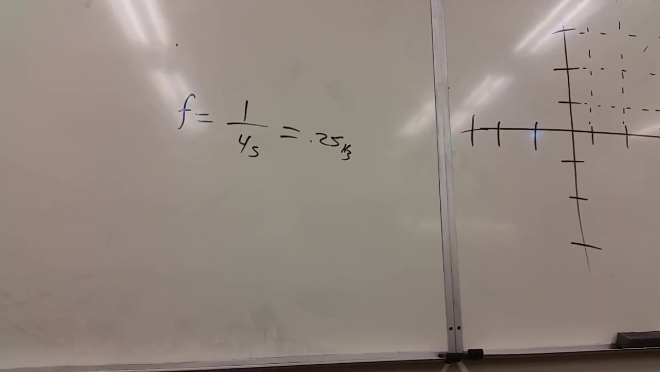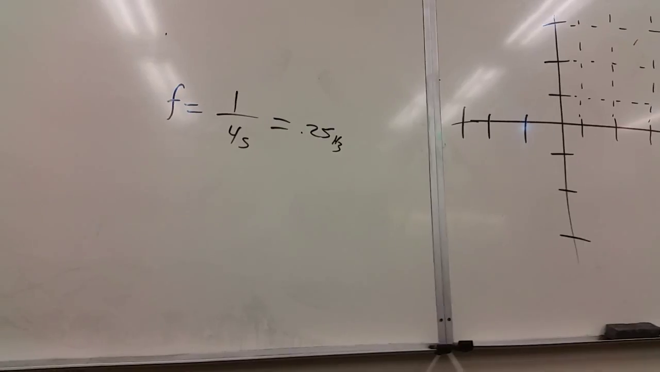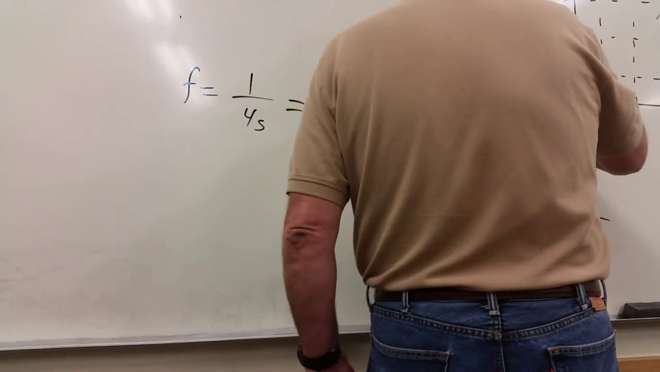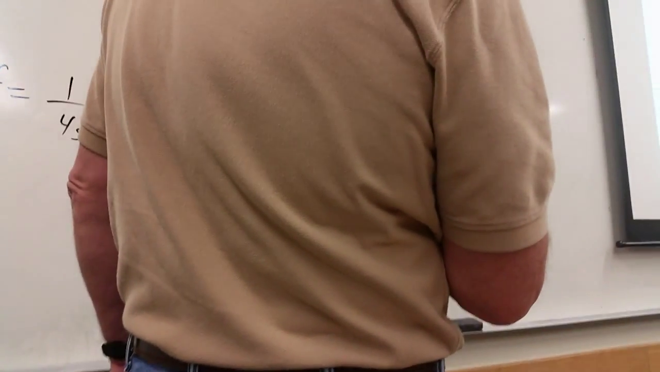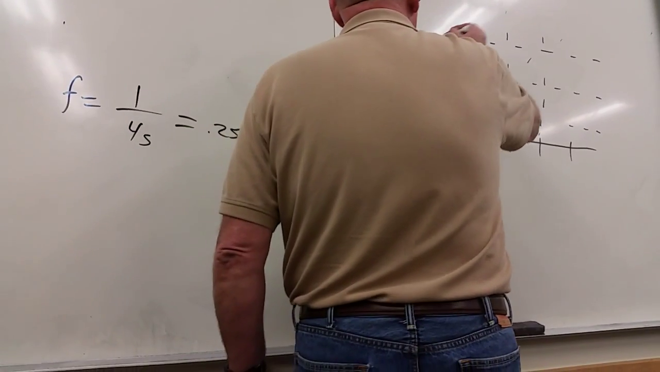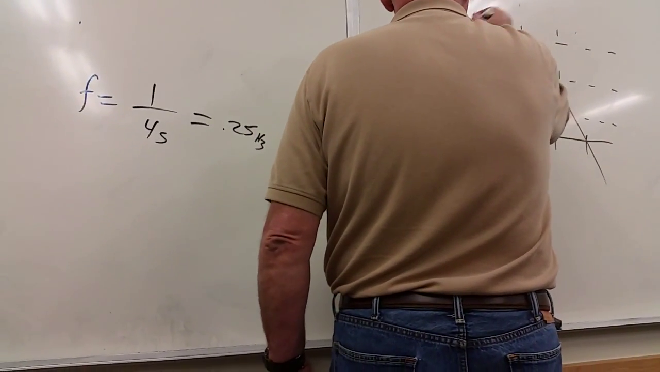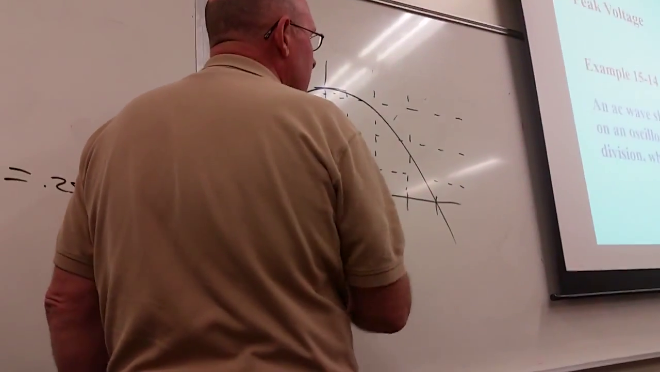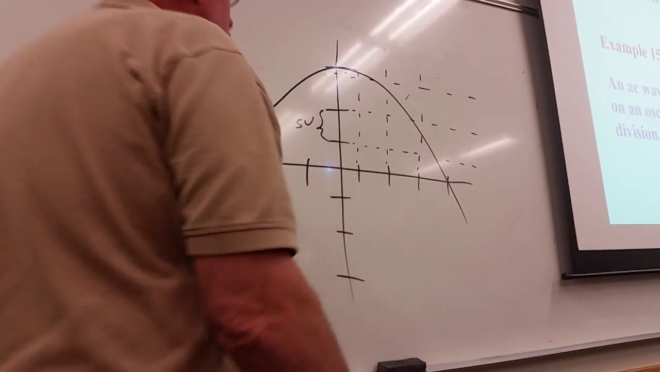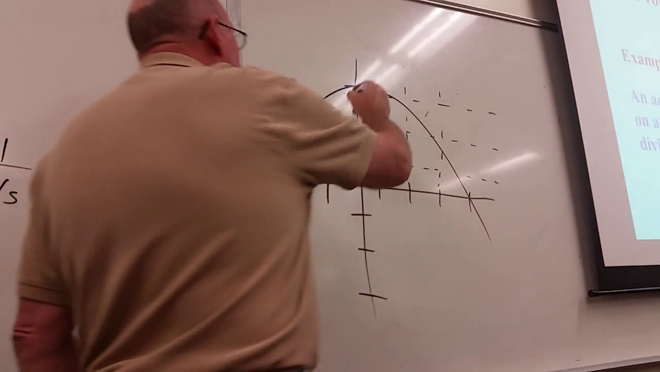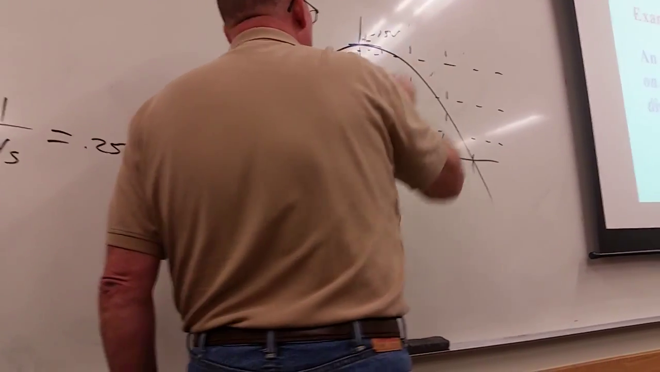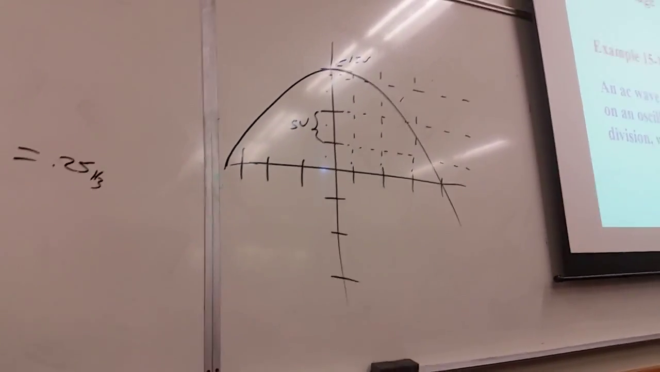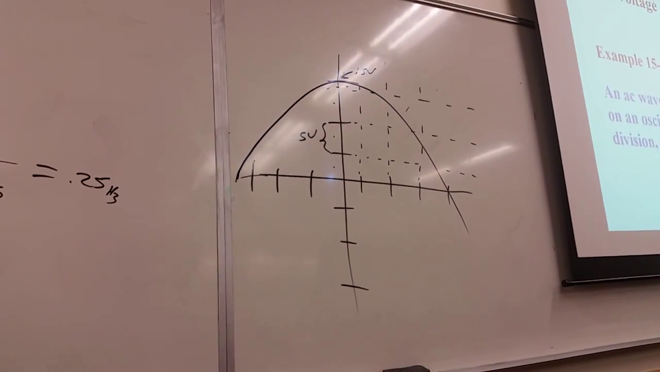Here's another one. It says an AC wave shows a peak of 3 divisions, and it's 5 volts per division. So we got something that comes through like this. We'll put this at the 3rd division. And each one of these divisions is worth how much? 5 volts. So how much voltage is this peak worth? 15. So you got 5, 10, 15, right? If you got 3 divisions of 5 volts, just multiply them out. Fairly simple.